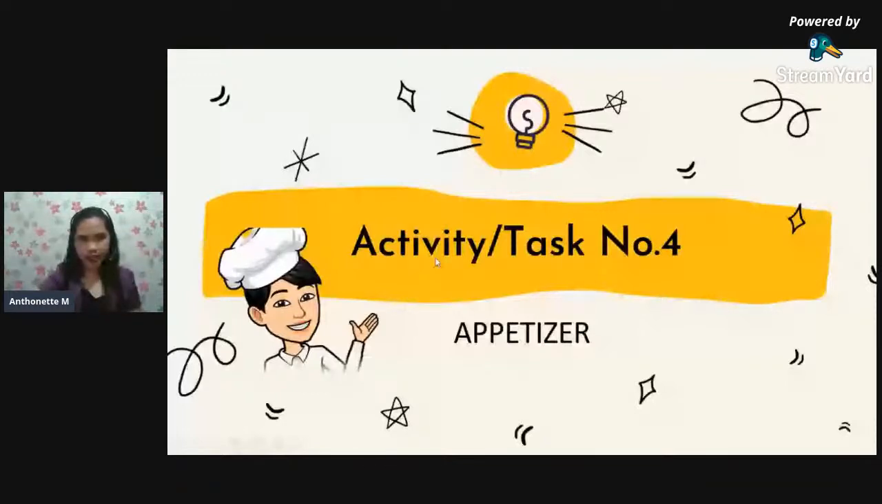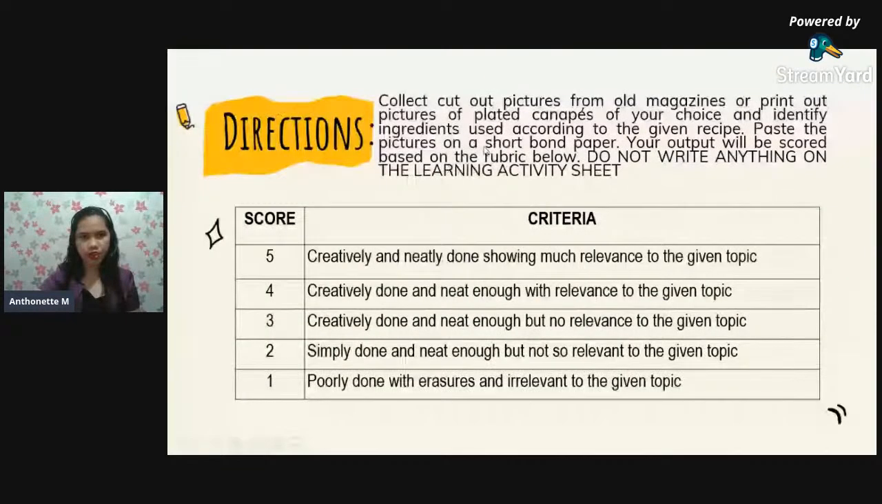Okay, task number 4, appetizer. Here is the direction: collect cut out pictures from old magazines or print out pictures of the plated canapes of your choice and identify the ingredients used according to the given recipe. Paste the picture on a short bond paper. Short bond paper is written here, but you can use yellow pad paper so that everything is uniform. You will also write on the yellow pad paper, not on a short bond paper.